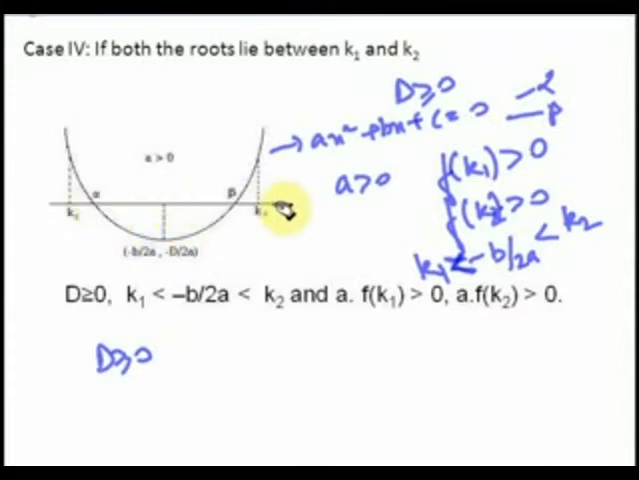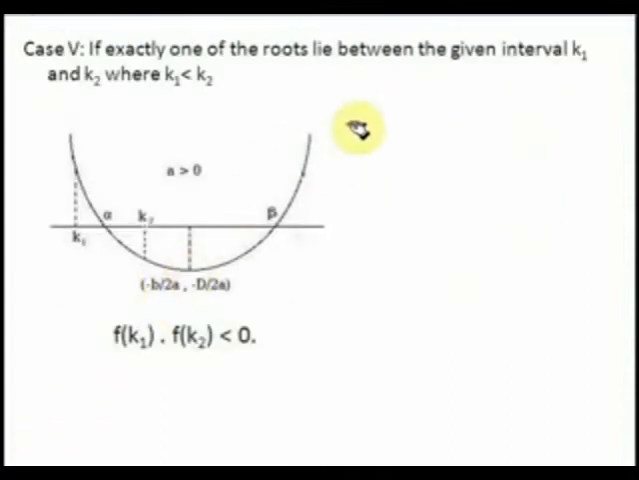So the sufficient conditions for the roots to lie between the given numbers k1 and k2 is that d should be greater than or equal to 0, and this point minus b upon 2a should lie between k1 and k2, and f of k1 should be greater than 0 and f of k2 should be greater than 0, given that a is greater than 0.